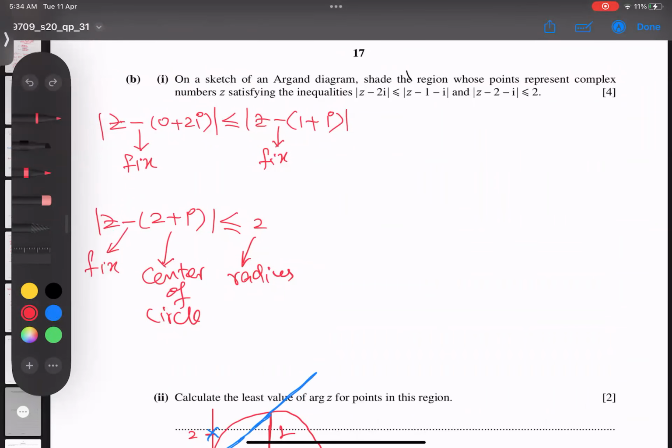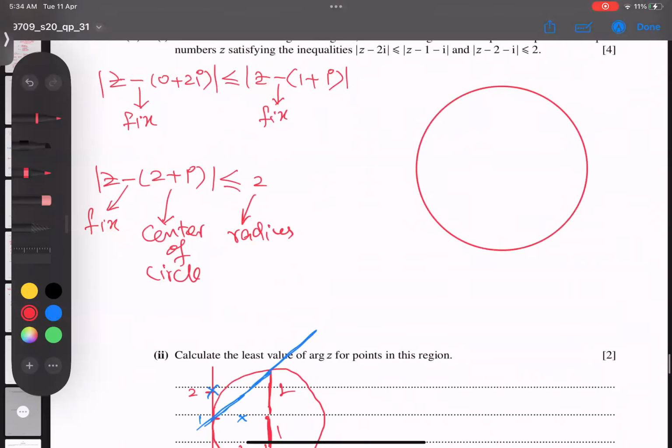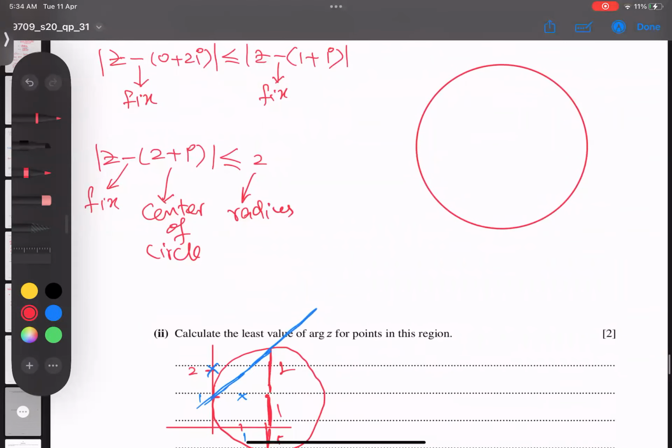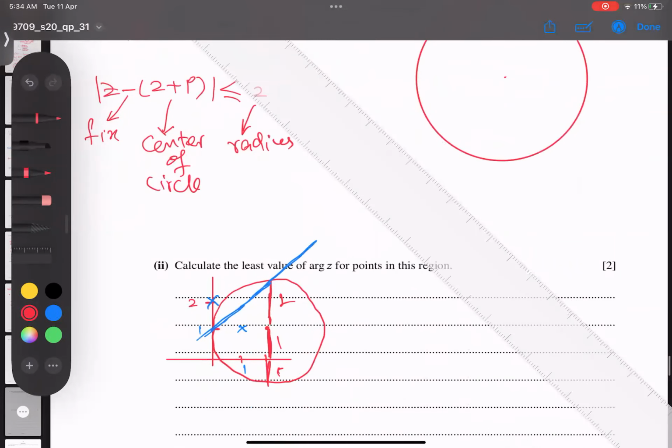Anyway, let's try to do it. Okay, so first of all, one point is very clear. This is the center of the circle. Take a scale and make a line here.